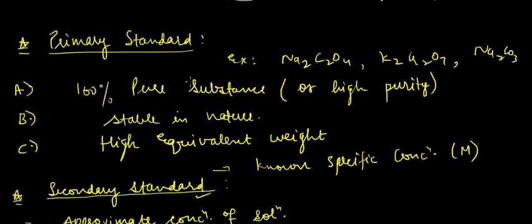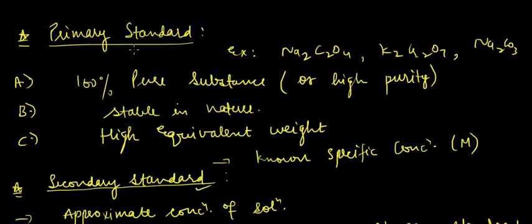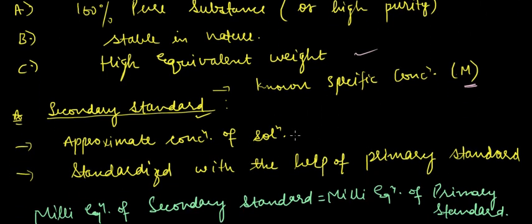Next, let us talk about primary standard and secondary standard. So a primary standard is considered to be a 100% pure substance, or a substance with high purity which is stable in nature and has high equivalent weight, and whose specific concentration, in terms of molarity, we know already. Some of the examples of primary standard are Na2C2O4, K2Cr2O7 and sodium bicarbonate. And what is the secondary standard?